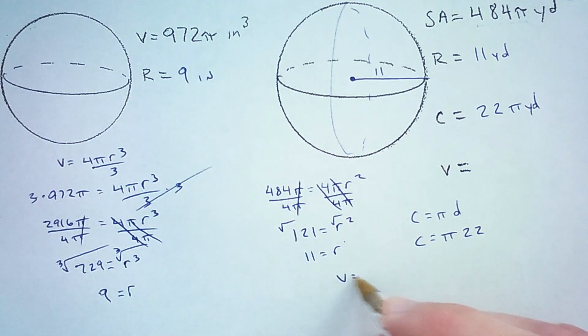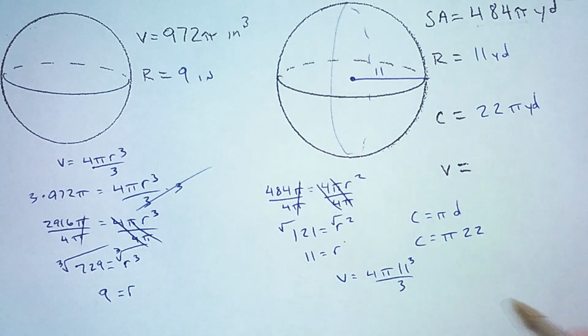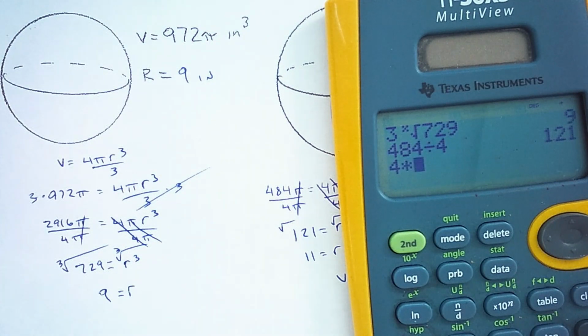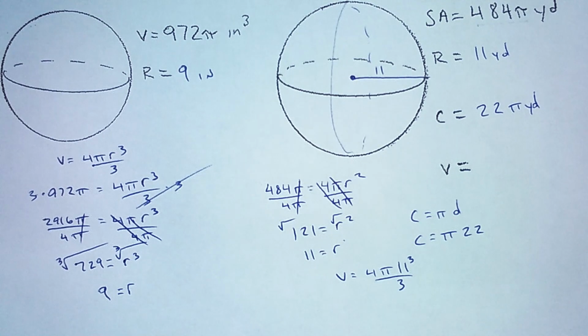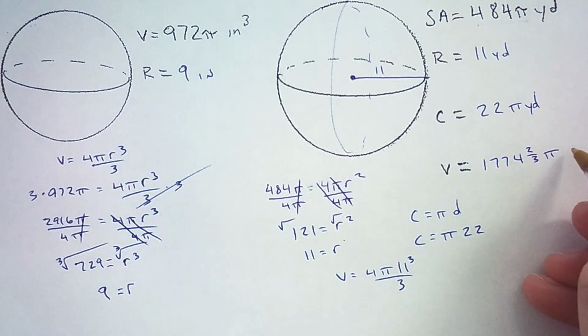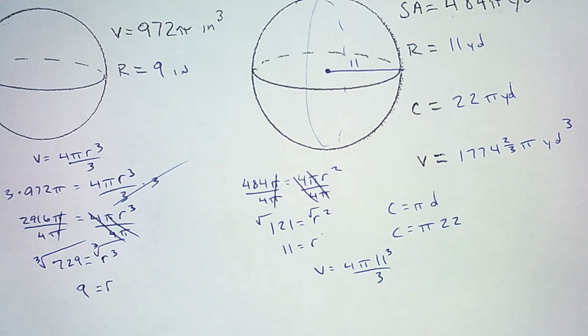The volume is 4 pi r cubed over 3. So we have 4 times 11 cubed divided by 3, and that's 1774.6 repeating, so that's 2/3. So we have 1774 and 2/3 times pi yards cubed for the volume.